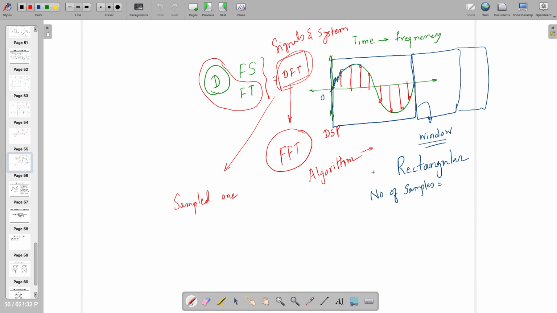There are many other windows like Kaiser, maybe Hanning window. Other windows are also available. Blackman-Harris. So if you are writing these names, these names are already written in Cadence. If you go there in DFT, you have to choose any one of them. So these names are already given.